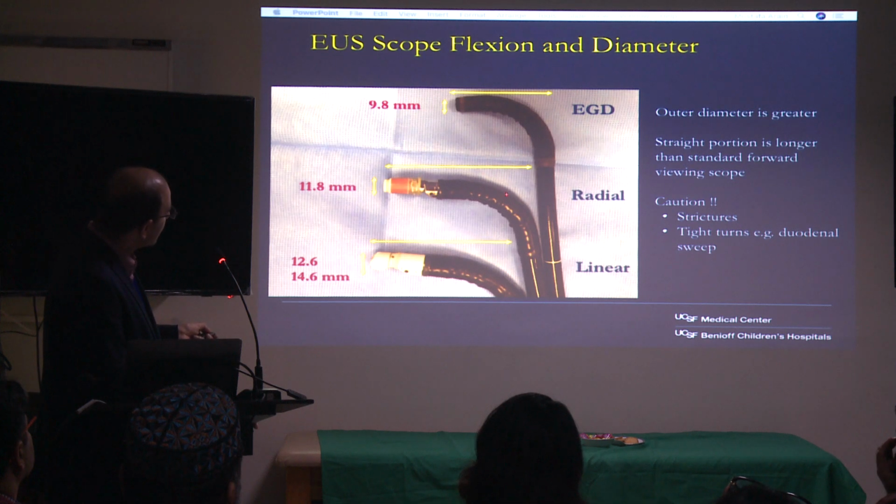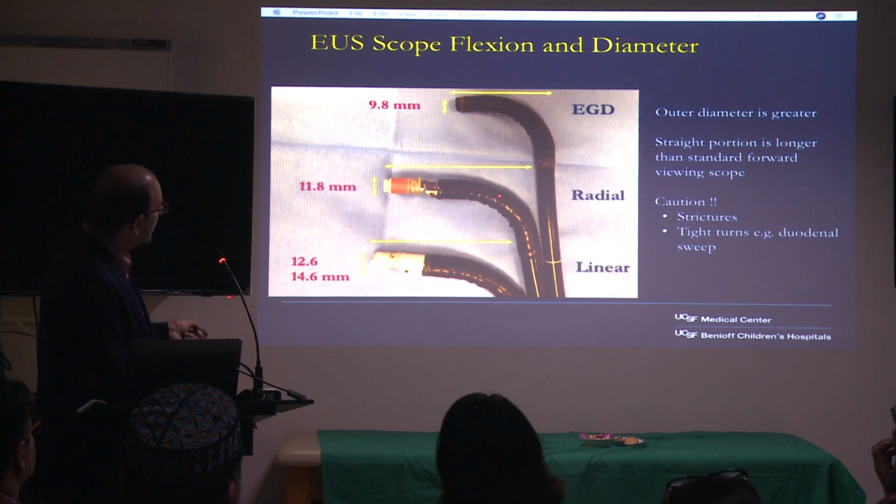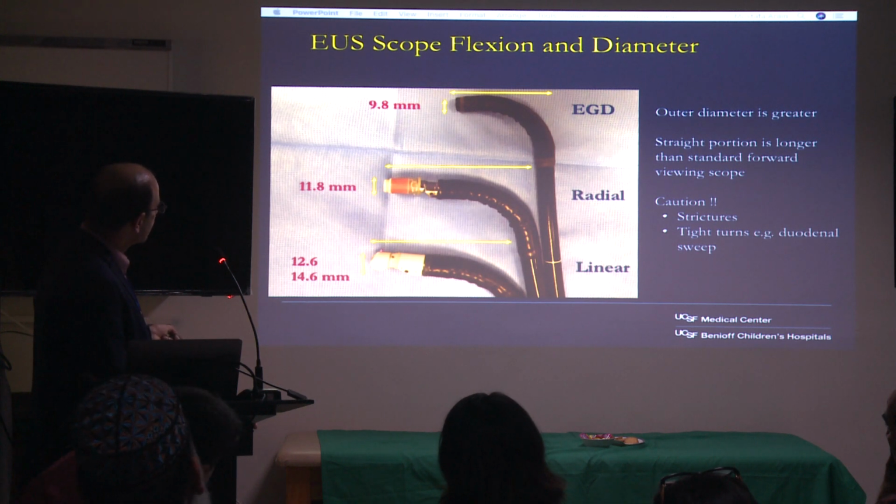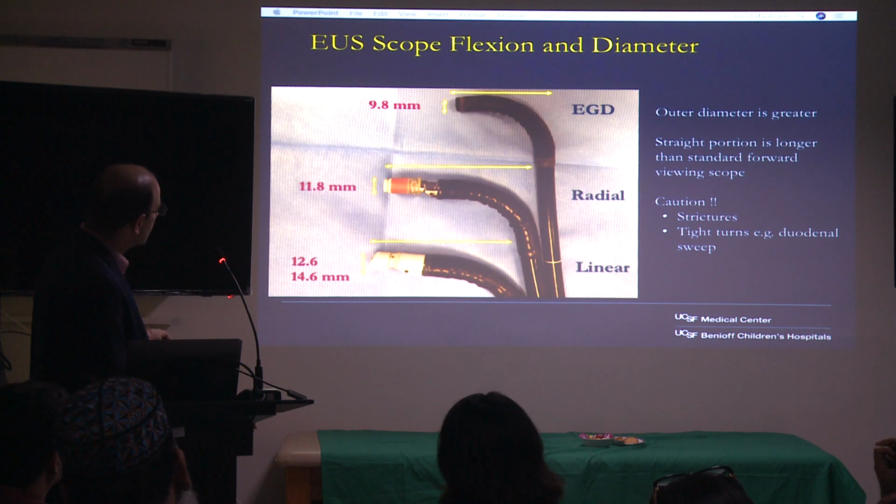And you can see that as soon as you get to EUS scopes, your bending section gets much longer. So this is important in strictures. It's important in the D1 to D2 transition because this is what causes problems. This is how people get perforations, not realizing. And look at this, this is not rounded. The radial is pretty flat at the front, and that can cause problems. The linear on the Olympus is rounded, so it gives you some security.